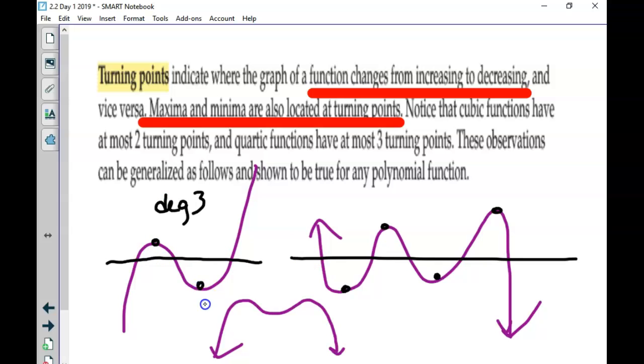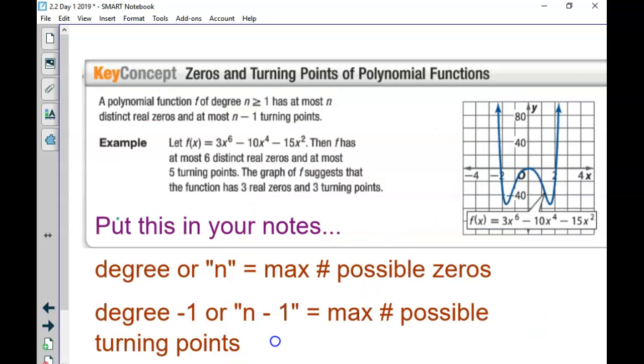Do you see the relationship here? Okay, this is like a degree 5, because the ends are going opposite directions, and it has 4 turning points. Okay, how many turning points on this one? 3. Yes. So, it's probably a degree 4, because both ends are going down. It could actually be degree 6 or 8, but the rule is a function of degree n has at most n minus 1 turning points.